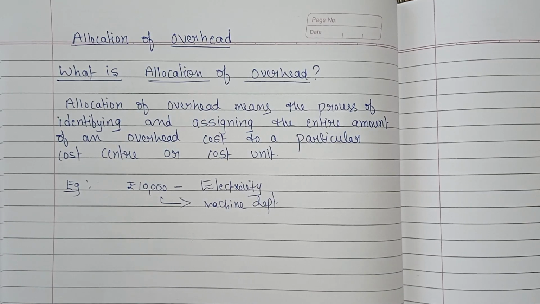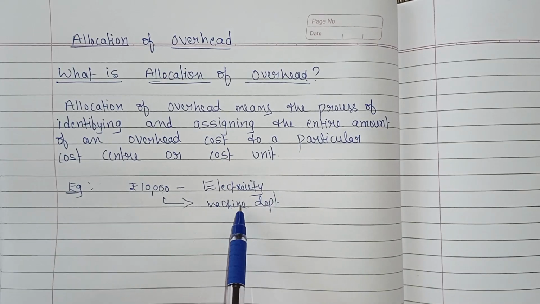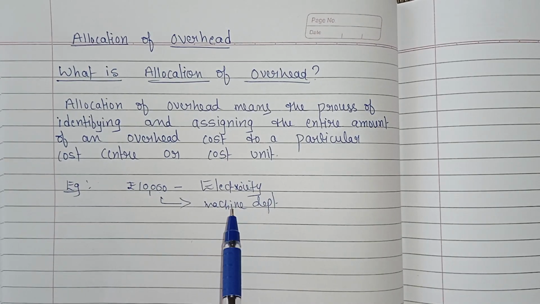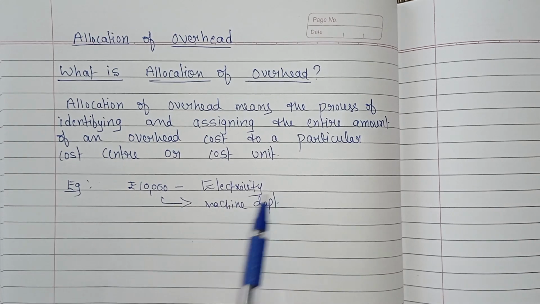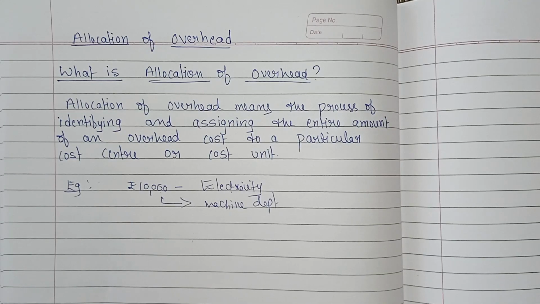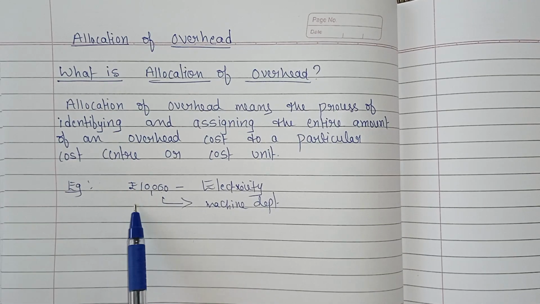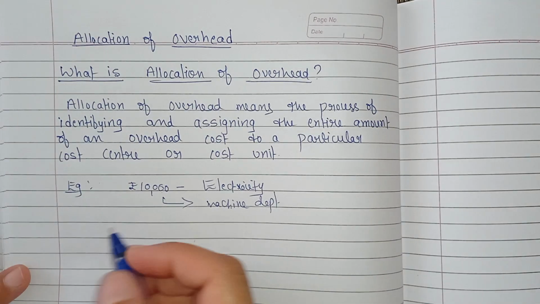Now what does allocation of overhead say? Then the whole amount is allocated to this machine department, and that is overhead allocation. Clear? This rupees 10,000 belongs only to the machine department, so we have to allocate the full amount of rupees 10,000 to the machine department. Clear? That is what allocation of overhead is. Now I will take one more example.